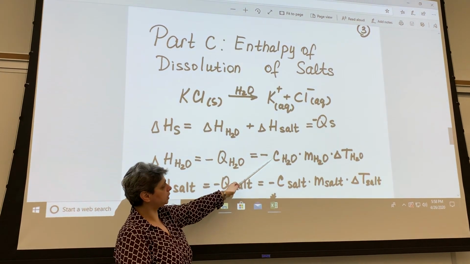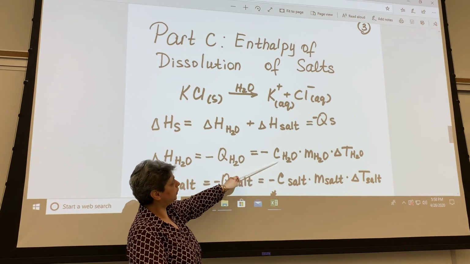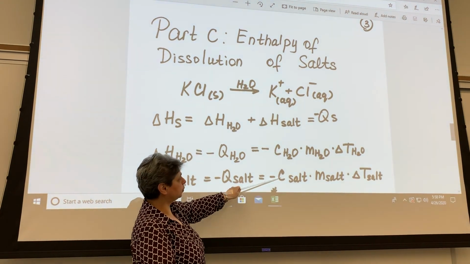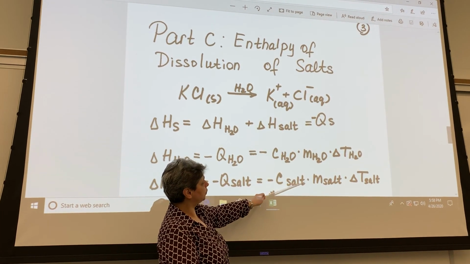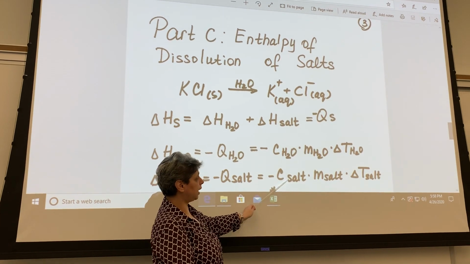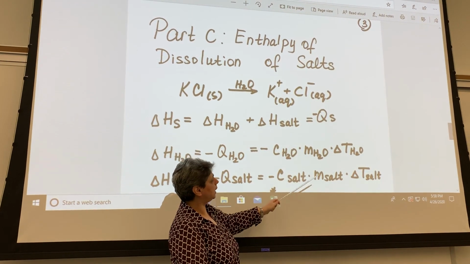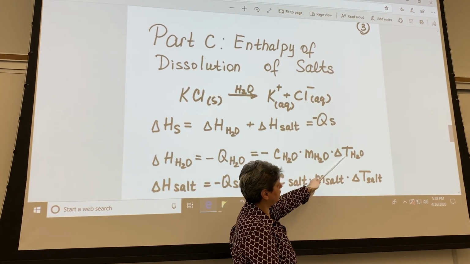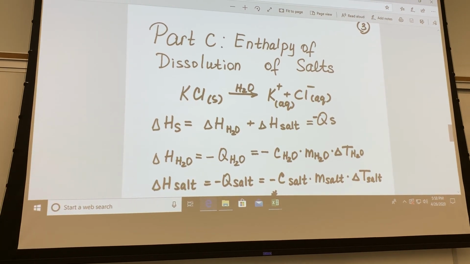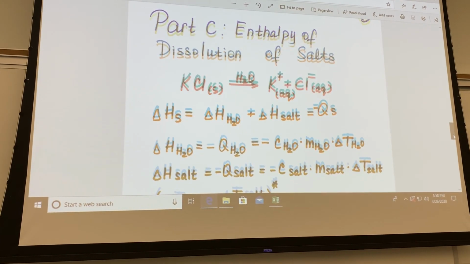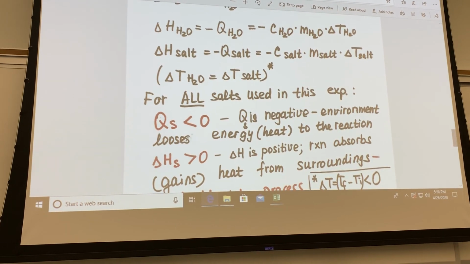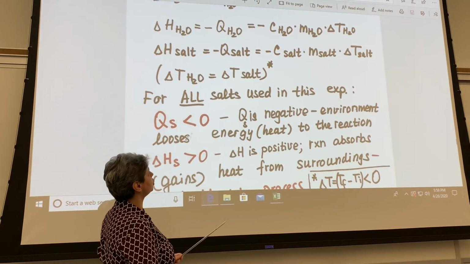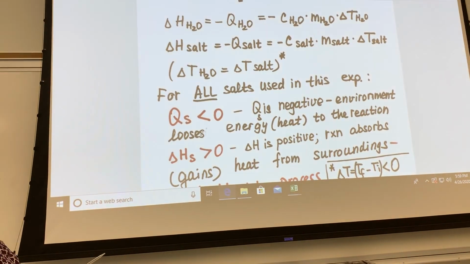There are two different substances involved, so we need to know two different specific heats, and I will be providing those in the announcement that I'll put on Canvas. So specific heat of salt is something that you will need to have depending on which salt you are assigned. And then mass of salt will be provided to you as well as mass of water. What about delta T? Well, delta T, in this case, because water and salt both start out at room temperature and end up in the same solution, we're assuming that temperature change for water is going to be the same as temperature change for salt, which we will have to find experimentally.